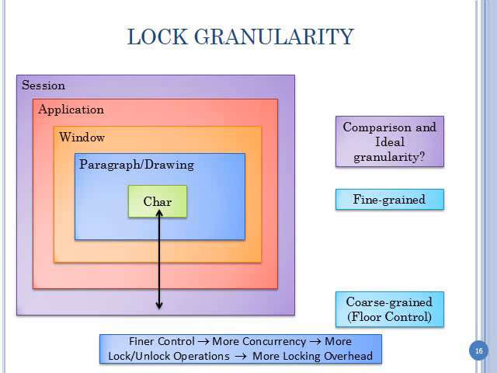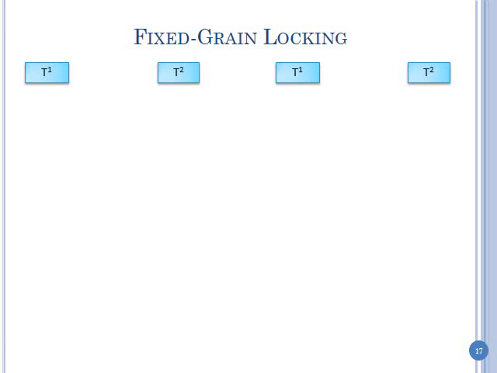Okay, and you can have variable grain. Lock at the level you want to, and that increases the headache. Now, what does it mean to have variable grain locks? So with fixed grain locking, I'm going to read item D1.